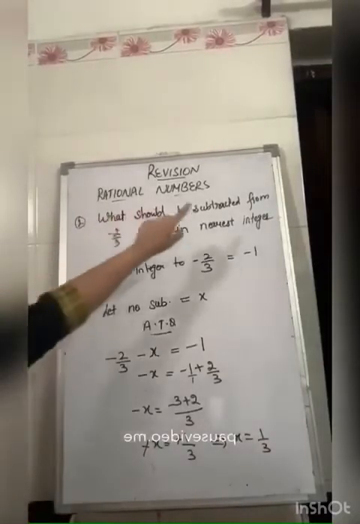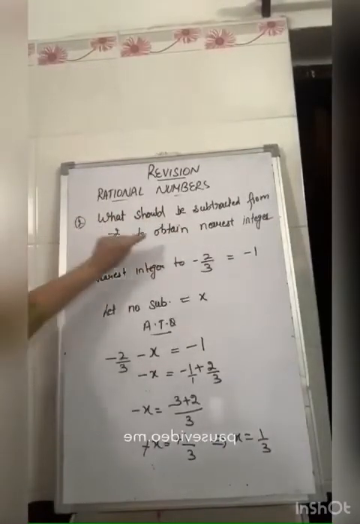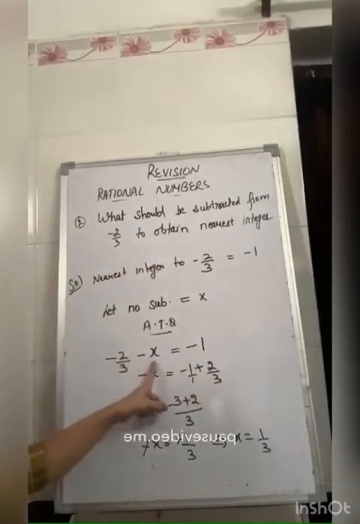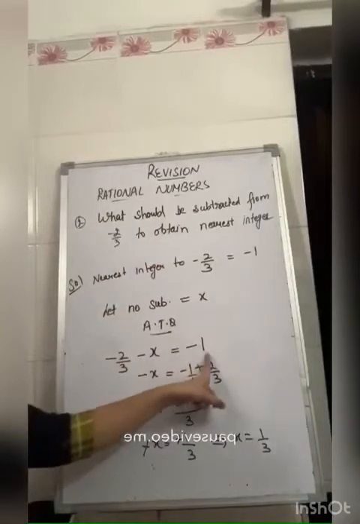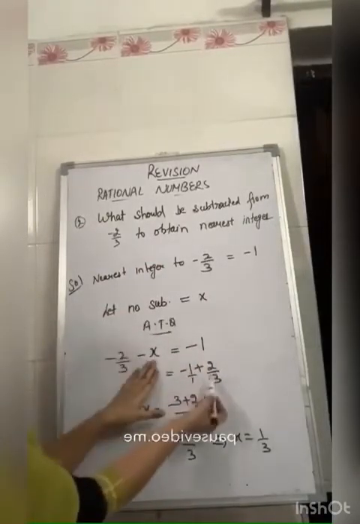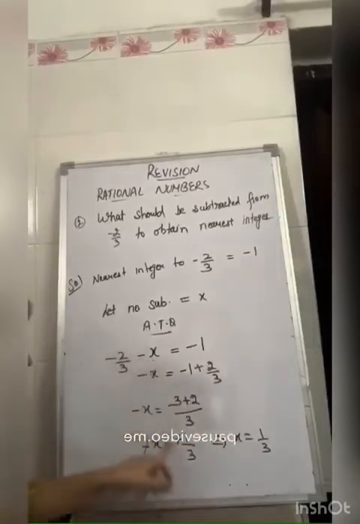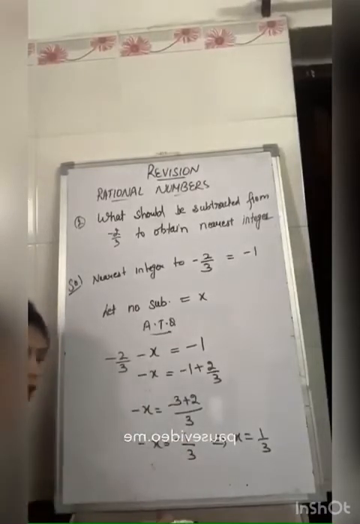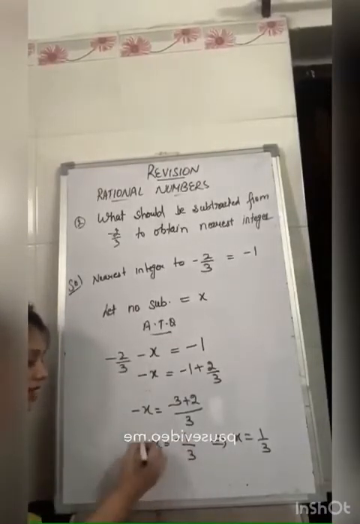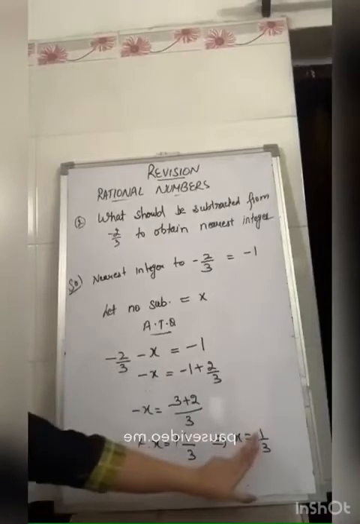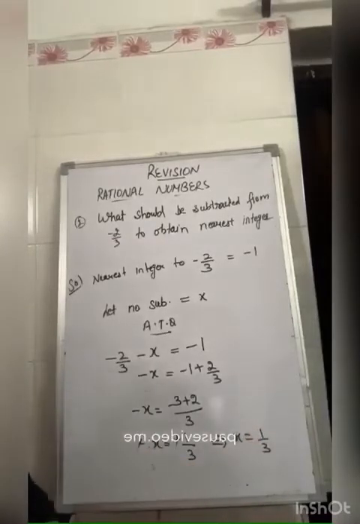So what should be subtracted from minus 2 by 3 to obtain the nearest integer? Minus 2 by 3 में से x को minus किया so as to get minus 1. Minus x is at its place. Shifted minus 2 by 3 to the right hand side. After taking the LCM, we are left with minus 1 by 3. On both the sides we have the negative sign, we cancel it and we are left with 1 by 3. So which number should be subtracted? 1 by 3 should be subtracted.